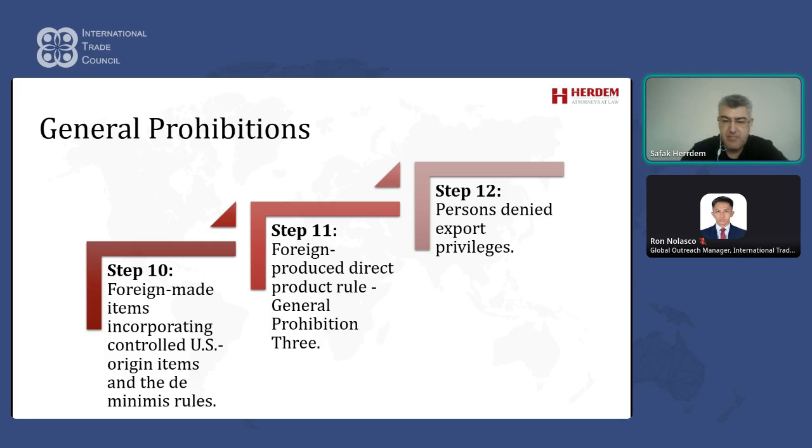Step 12 is the person's denied export privilege. It should be determined whether the transferee, ultimate end user, and any intermediate consignee or any other party to a transaction is a person denied export privileges.